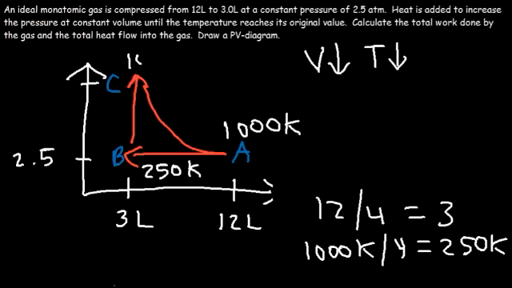Now at point C, the temperature is 1000 Kelvin because it's back to its original value. But going from B to C, the temperature increases by a factor of 4, which means the pressure must increase by a factor of 4. At constant volume, if you raise the temperature, the pressure will increase. So 2.5 times 4 is 10 atm.